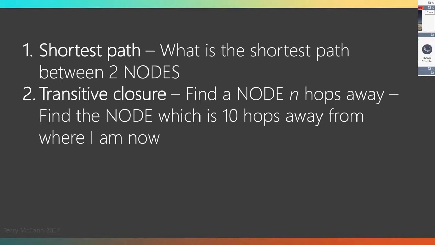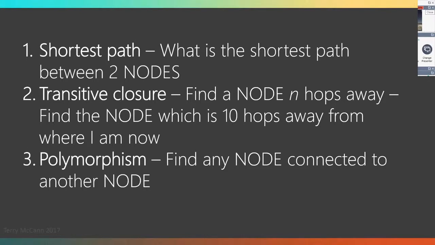And then the third point is to find any node connected to another node, and this is what's known as polymorphism. So to say, I'm this person and I have this movie, can you tell me that I was in this movie, or can you tell me what the relationship is from me to that particular movie? Oh, well, I acted in a film with this person, you acted in a film with this person, who was in a film with this person, who was in the movie you're talking about, and traverse each one of those nodes out. Those are three very common patterns of what we look to do.